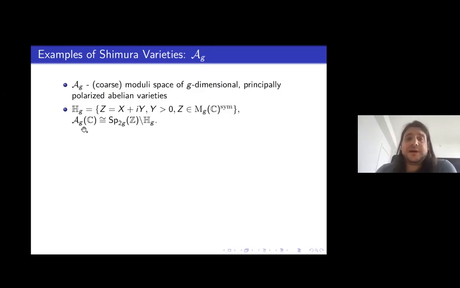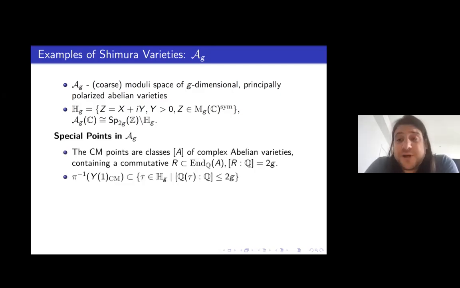And the complex points of A_g very similarly can be described as a quotient of Siegel space by not SL2, but Sp_2g(Z). The reason it's symplectic and not all endomorphisms is because you have a Weil pairing, which you have to respect from the moduli perspective.